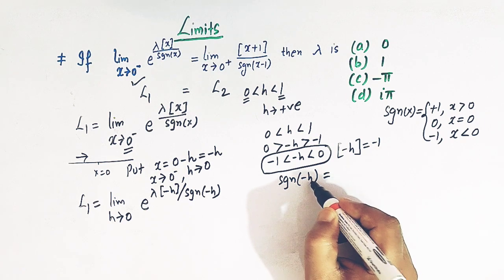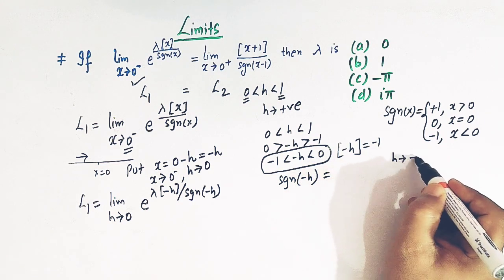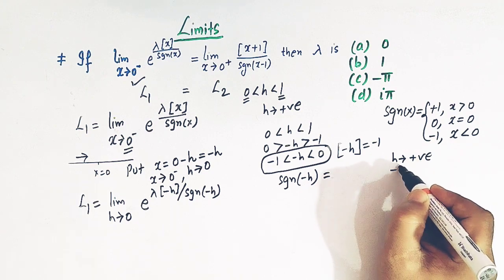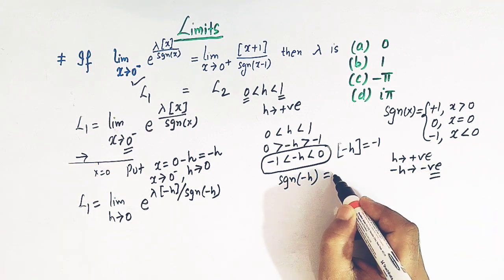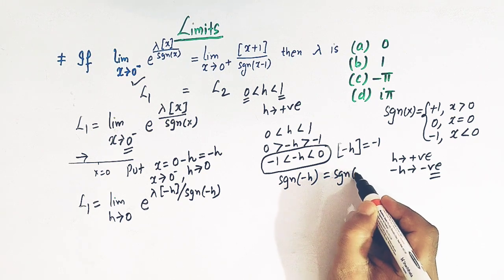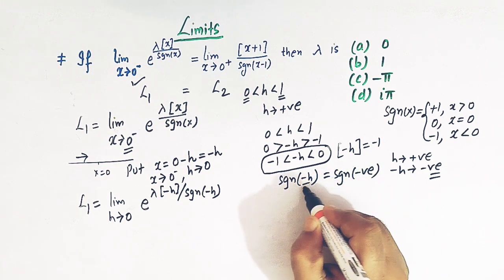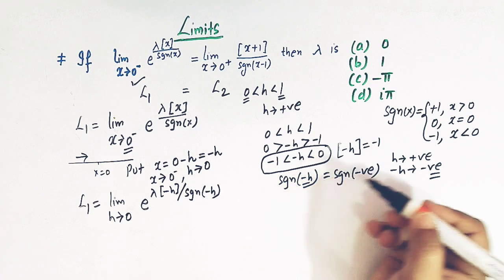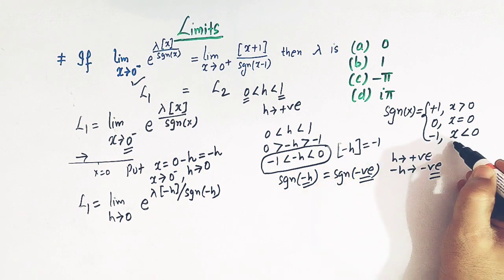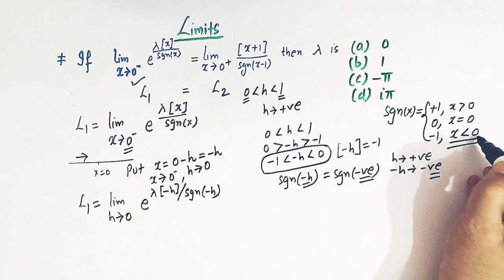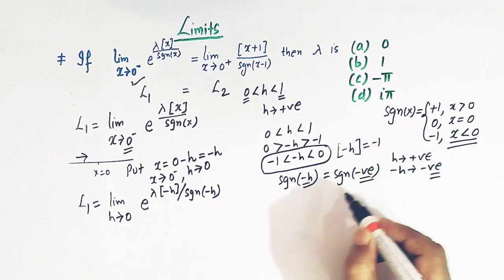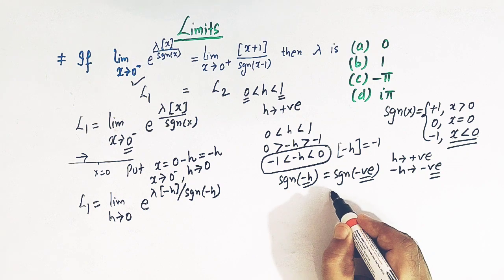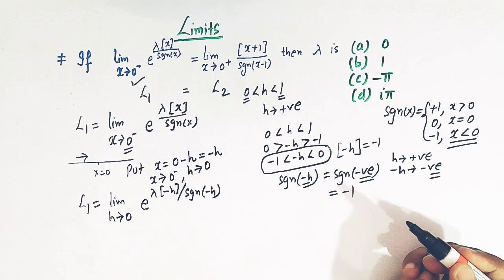And here we have signum of minus h. Now see, h is positive, so minus h is negative. So we have signum of some negative quantity, because here we have minus h. For negative quantities, that is x less than 0, signum of x takes the value minus 1. So signum of minus h should be minus 1.